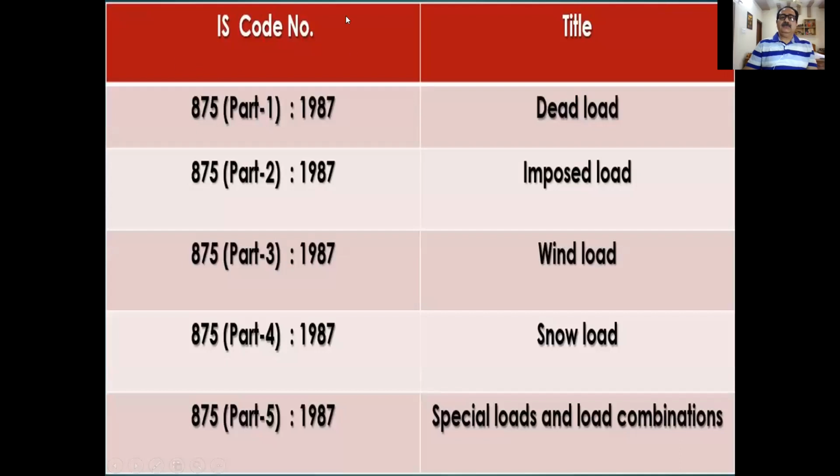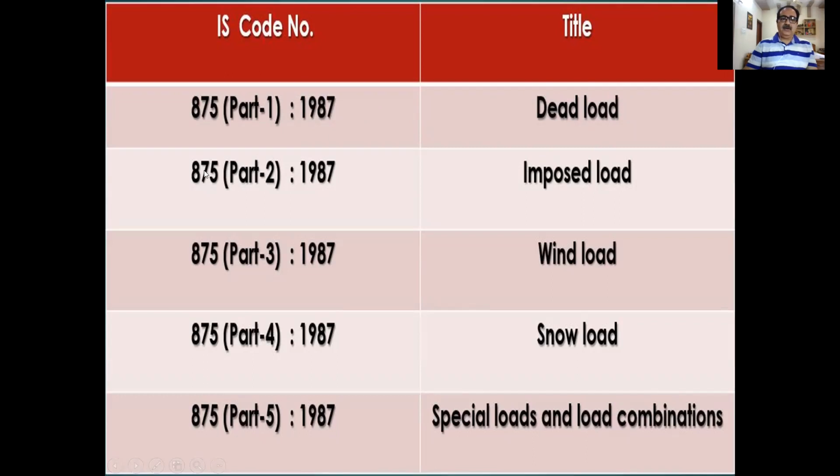Now, this is the IS code, and these are the titles. IS 875 Part 1. This particular code deals with the dead loads. So all the building materials have been covered in this code to calculate the dead weight of that particular member or that particular structure.